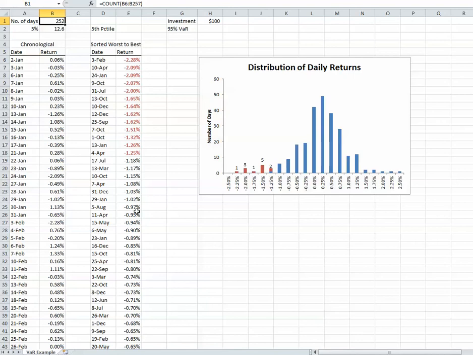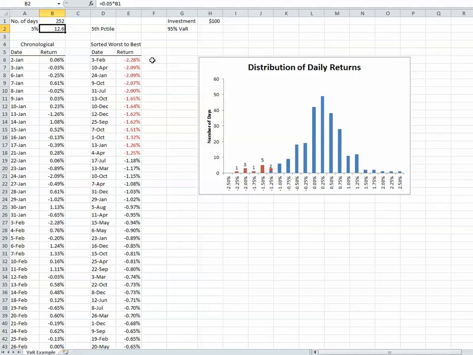And we're looking for the worst 5% of the year, so we need to know how many days total we have. Well, over here in this cell, I've counted the number of days that we have data for using the count function, and we have 252 days. That's the number of days in the year, excluding weekends and holidays. Okay, and we're looking for the worst 5% of days, and 5% of 252 turns out to be 12.6. So we're looking for the worst 12 and a half days of the year.